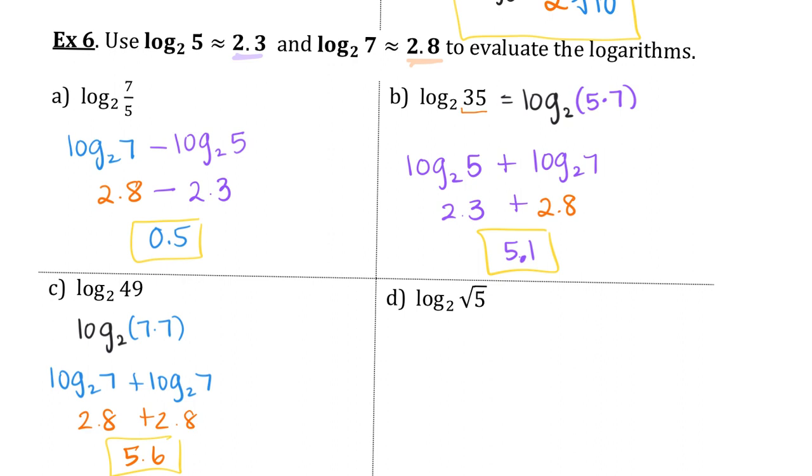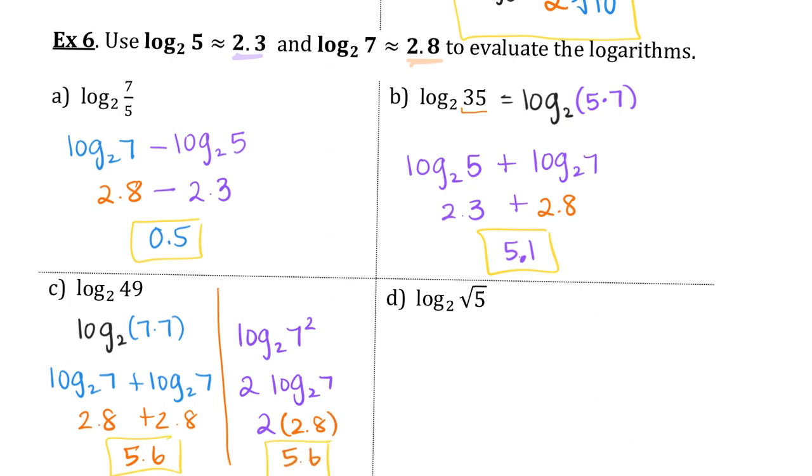The other way you could do it is to say this is the log base 2 of 7 to the second power. It's not okay to leave the 2 there. By the power rule, I would bring down the 2. But then the log base 2 of 7 is supposedly 2.8. So if I do 2 times 2.8, I also get 5.6. So that's a second method for doing it.